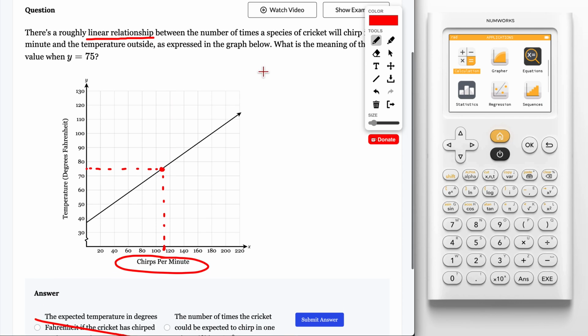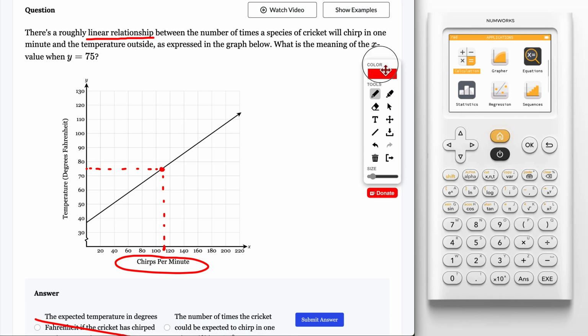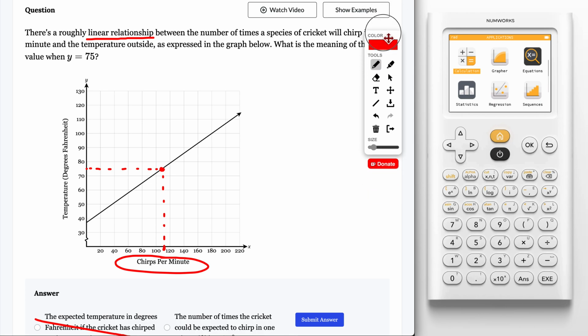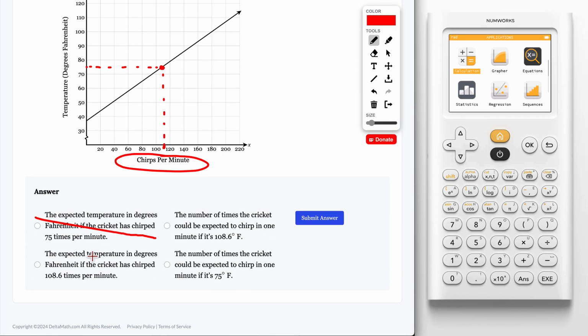Let's see what our question was. What is the meaning of x? So we are looking for what is the meaning of x. That would be this point right here. So 75, now that makes sense. This is not the correct answer. This is the expected temperature. Temperature is our y. So that was close, but not it.